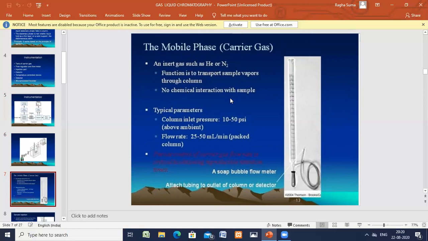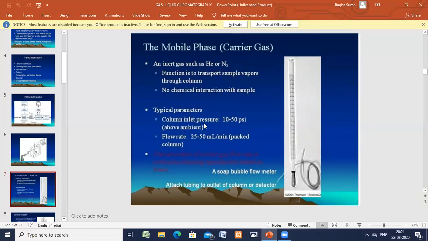So no chemical interaction with the sample should take place. The mobile phase carrier gas should not react with the sample. There shouldn't be any chemical reaction. Generally we prefer inert gases because they don't react. Helium, nitrogen. Their function is just to transport the sample vapors to the column. Mobile phase, the carrier phase, is just for transport.